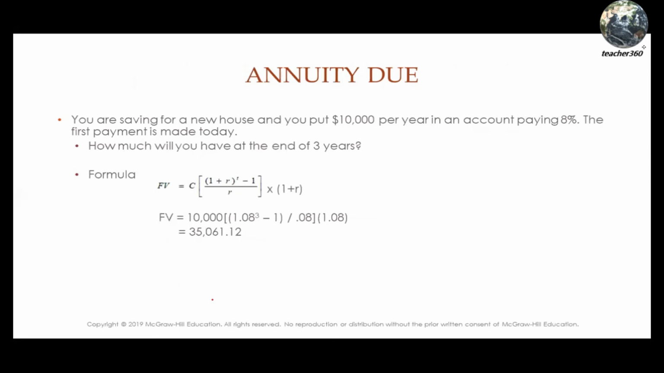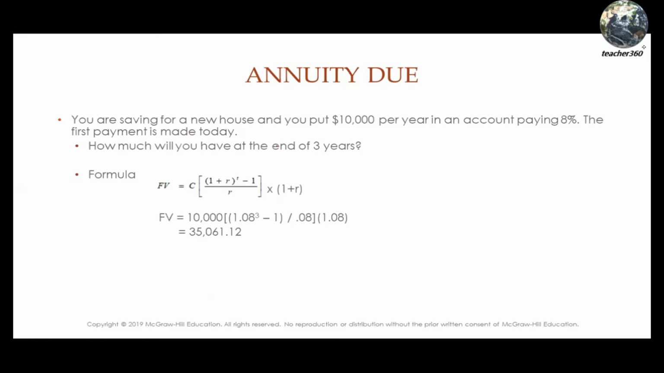In the previous slides, whatever we did was all for ordinary annuity. Now we'll learn how to calculate annuity due. You are saving for a new house and you put $10,000 per year in an account paying 8%. The first payment is made today. How much will you have at the end of 3 years?